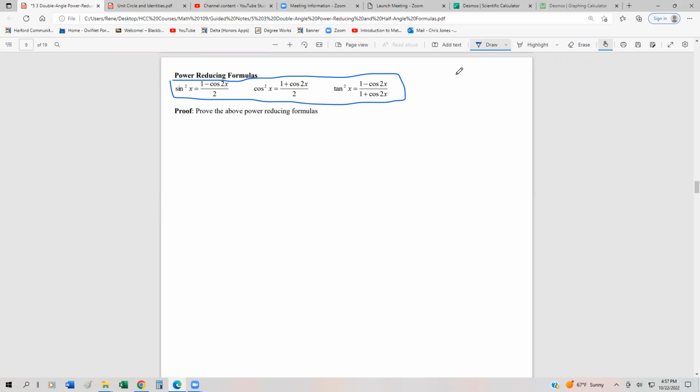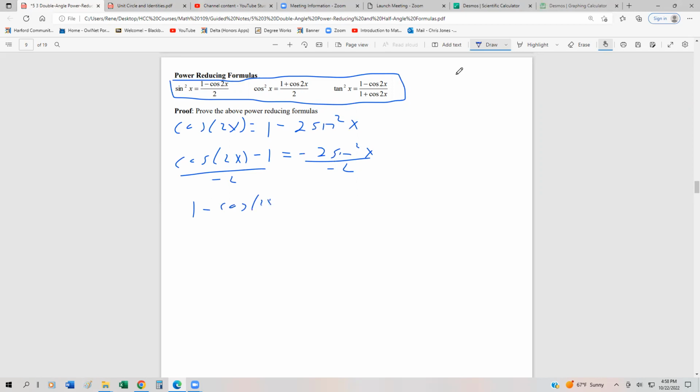To verify these, let's recall that the cosine of 2x could be written as 1 minus 2 sine square of x. Okay, so remember we proved that in the last set of videos. If I subtract 1, I could say cos 2x minus 1 equals negative 2 sine square x. And then if I divide both sides by negative 2, that would flip the signs around and we would end up with 1 minus cos 2x divided by 2, which is equal to sine square of x, which is precisely what we have.